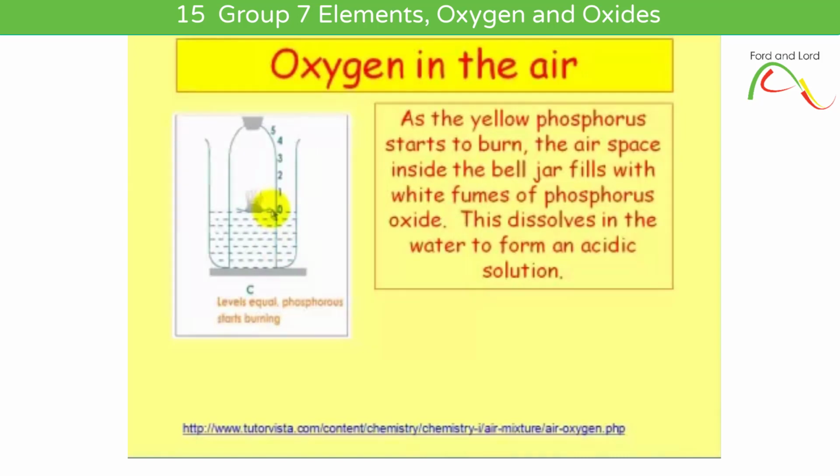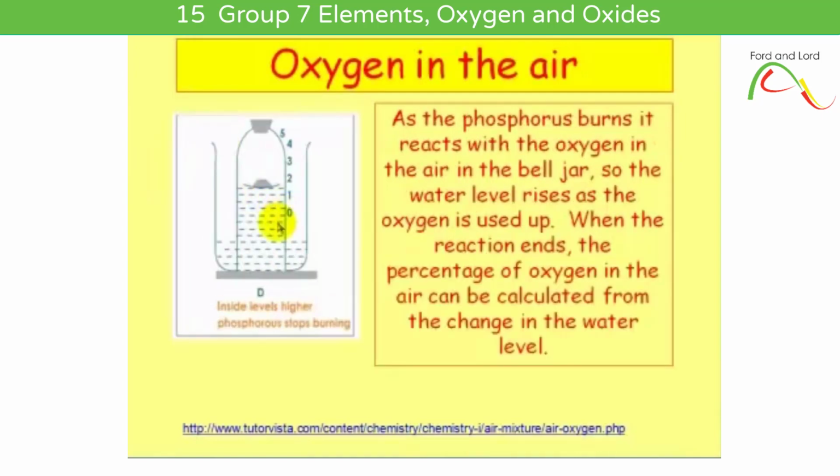So guess what? The level here is going to rise. As the phosphorus burns, it reacts with oxygen in the jar, so air in the bell jar, so water level rises as oxygen is used up. Again, you can work out how much this rises. It tells you the percentage of oxygen in the air. Another clever little experiment, isn't it? Now, good. Right, last little bit.